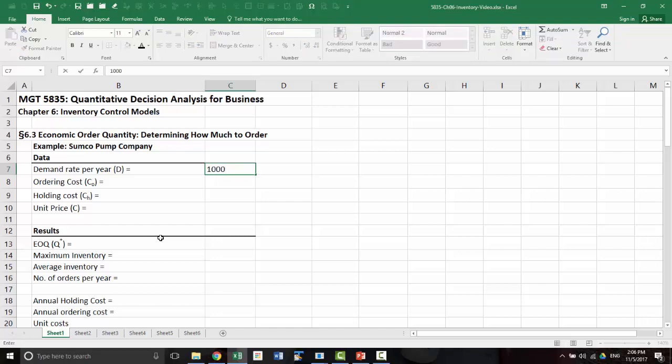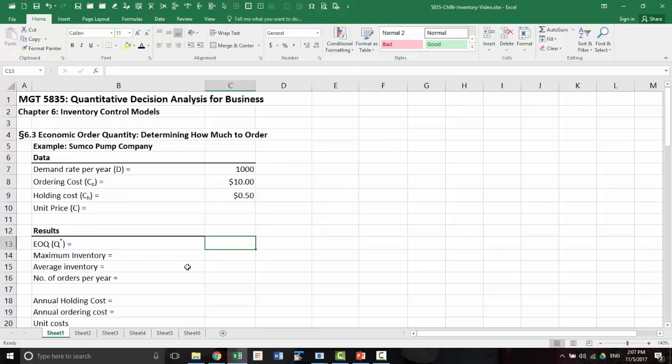1,000 units is the demand. $10 is the whole ordering cost. $0.5 is the holding cost, and unit price is not known, and it doesn't matter. We'll talk about that in just a minute, why we may want to look at this also in the context of EOQ. We'll come back to that. So let's format these two numbers as dollars.